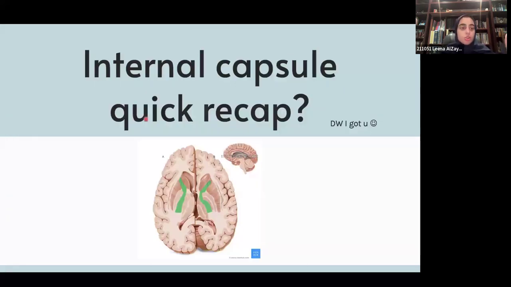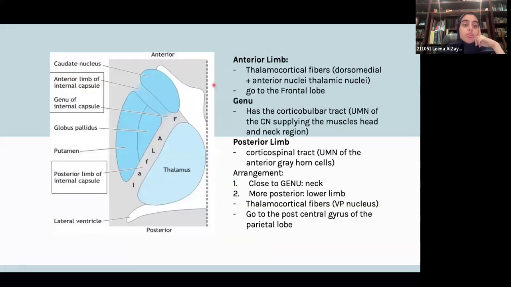Okay, what about the internal capsule? Let's remember its functions and the clinical aspects, because it's very important. The internal capsule is tricky and keeps getting confusing, and I will take any chance to remind you about these functions. So the internal capsule is basically a bunch of fibers.